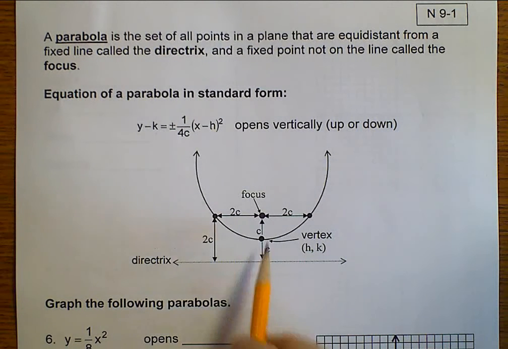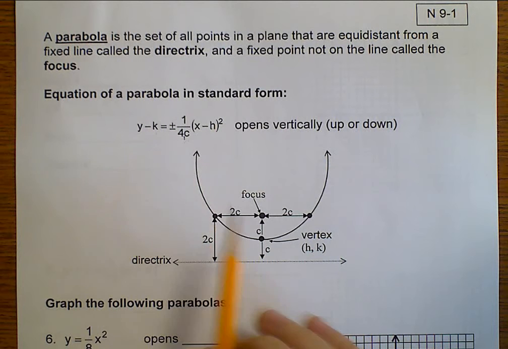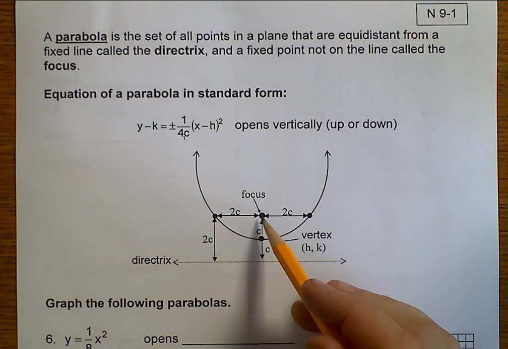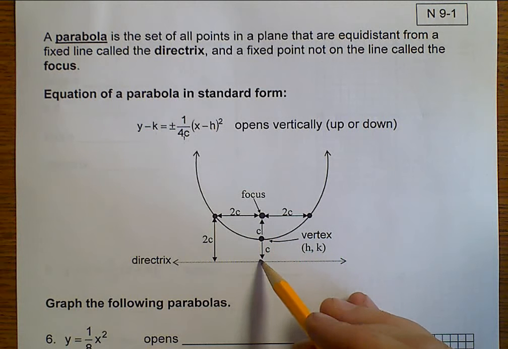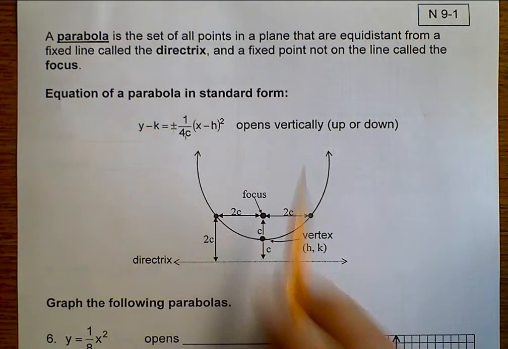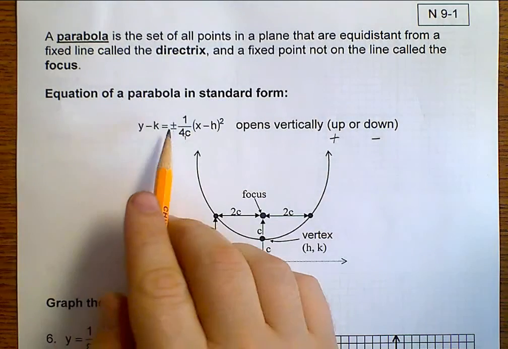H and k tell us the vertex. 1 over 4c, where c is the distance between our vertex and our focus, and the vertex and our directrix. If it's plus, it goes up, and if it's negative, it goes down.